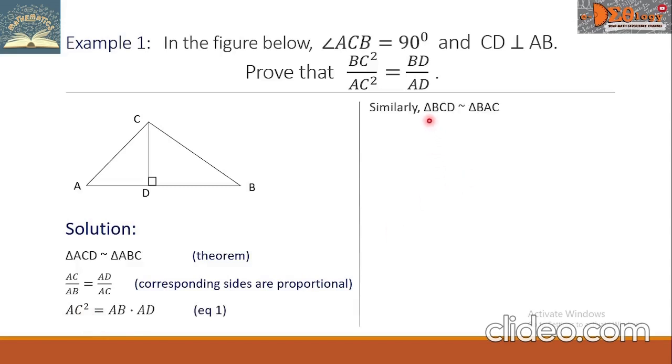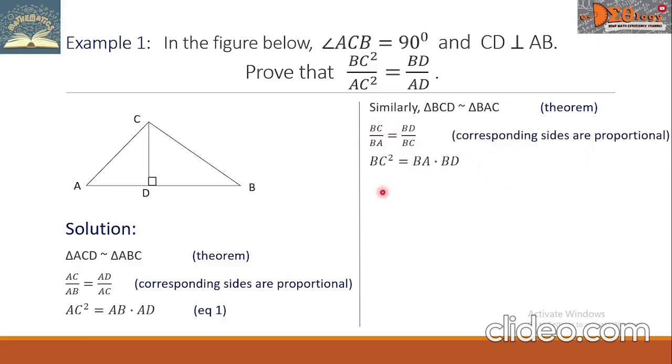Also, we have this triangle BCD is similar to the triangle BAC that is based on the theorem in the beginning. So we can write BC over BA equals BD over BC. We know that corresponding sides are proportional for similar triangles. When we cross multiply, the left side becomes the square of the side BC equals side BA times the side BD. Let this be equation 2.